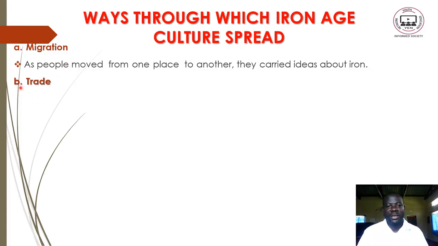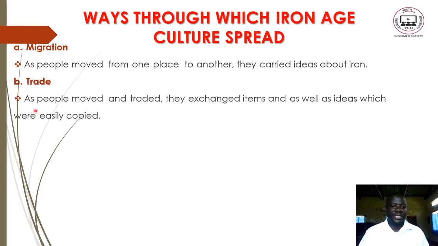And the other way through which Iron Age culture spread was through trade. As people moved and traded, they exchanged items as well as ideas, which were easily copied. So when people were moving, the reason for moving, sometimes, was trade, moving from one place to the other to trade. When they went there, they could find other ideas. Therefore, apart from exchanging the goods, people were also exchanging the ideas. So through trade, Iron Age culture was easily copied from one society to the other.